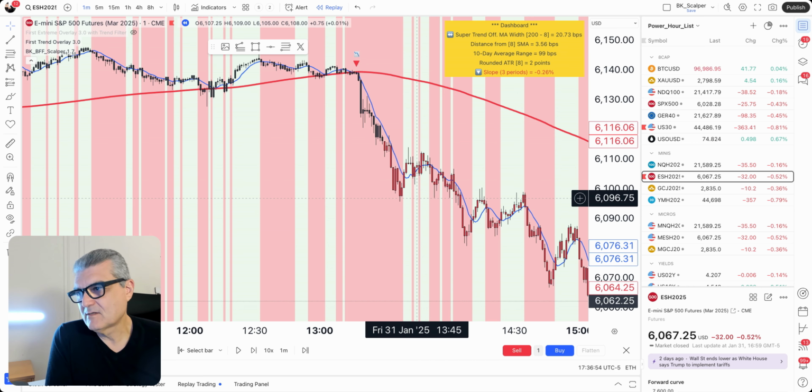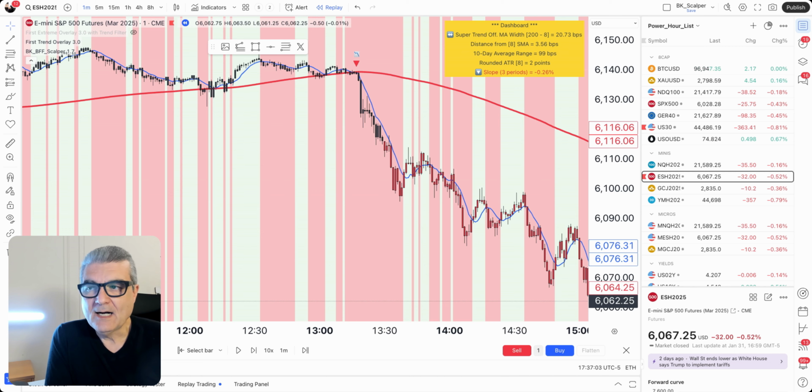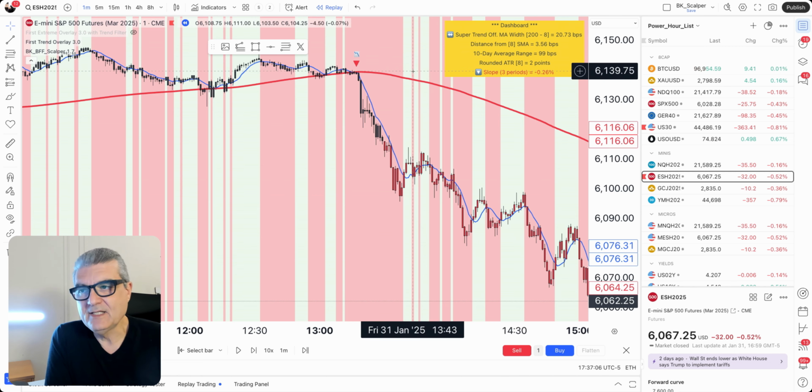That's like $2,000. That's literally two trades like that, and you're fully funded on a $50,000 account. So it really gives you these great clean swing like trades.